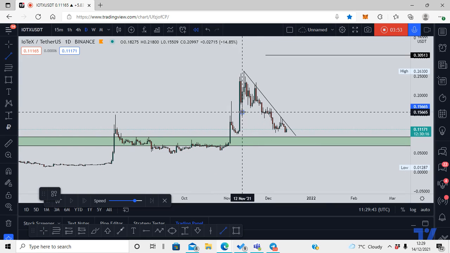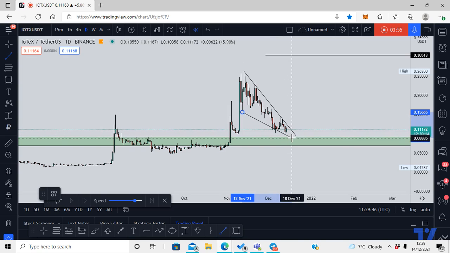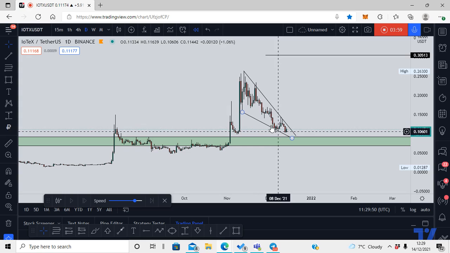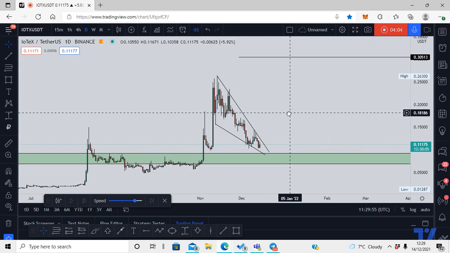If we take our trend line again from this low into these lows, we clearly have a level of support here and here all across this zone. This is a beautiful falling wedge formation.